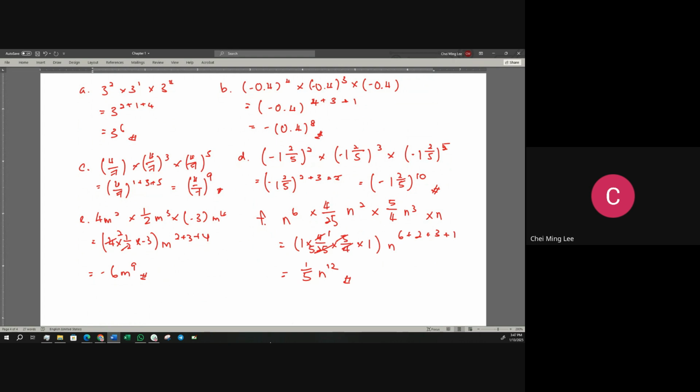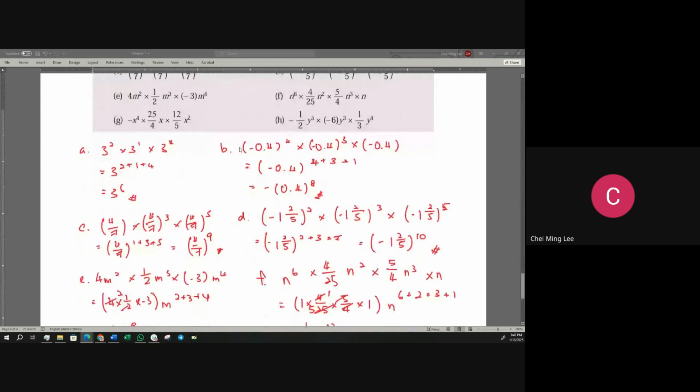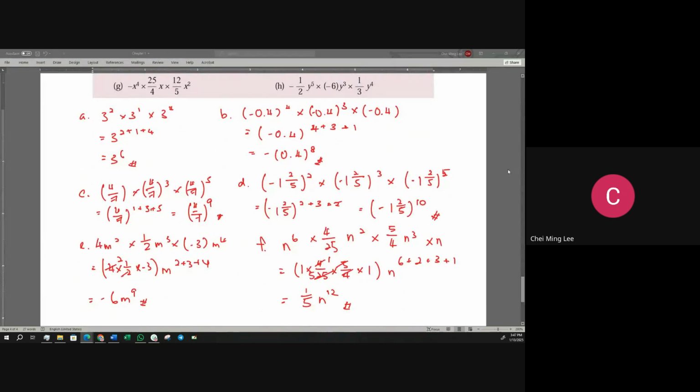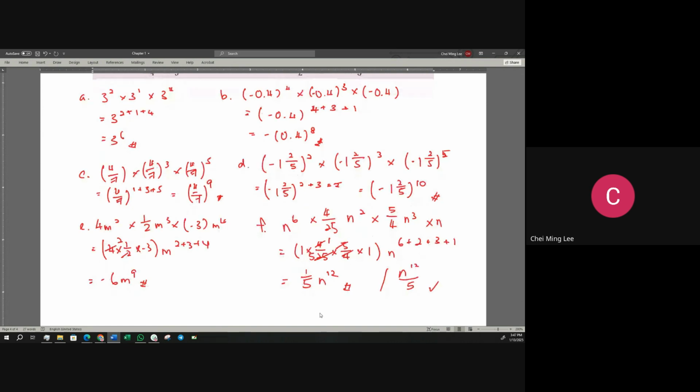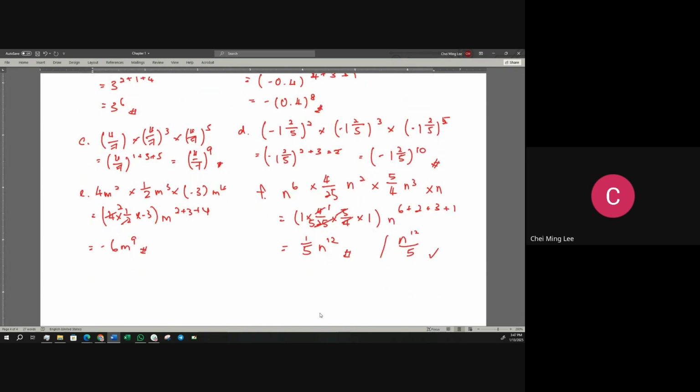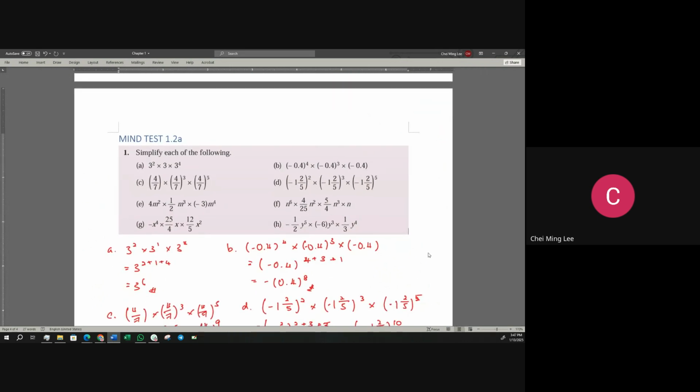Okay. Let me check whether the answer is correct or not. Later on, I might make some mistake. This one is my 1.2a, I think. So far, yeah, correct. Or you can write it like this, n to the power of 12 over 5. This one is also correct. Okay. So then for G, okay, I think I will make it smaller a bit so that I can see the questions. Wait.